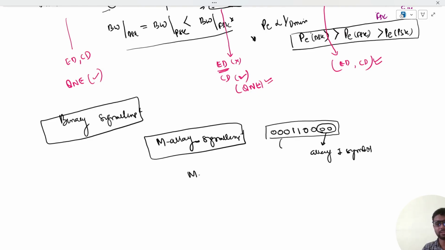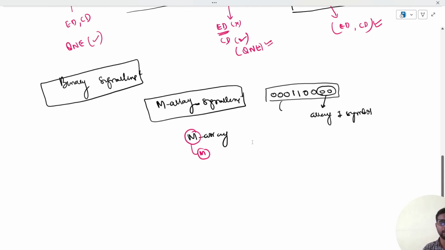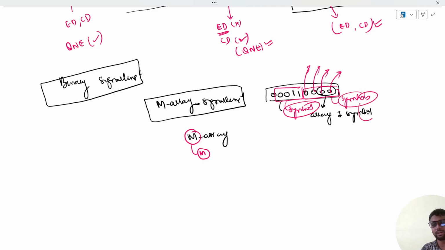So for M-ary signaling, how many symbols are there? M symbols. Okay, remember that point. If it is M-ary signaling, the total number of symbols is M. In bit by bit transmission, we were transmitting each bit. But here we will group the bits into one symbol. And now, instead of transmitting bits, we will transmit this symbol.